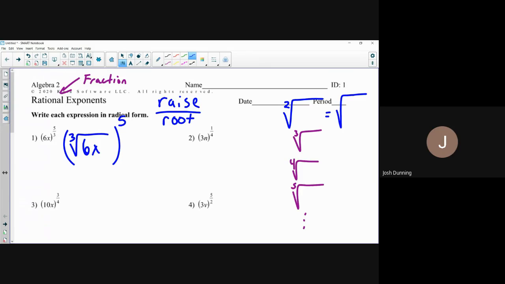Number 2, write it as a radical. Raise over root, well, it's raised to the first power. I can write that down. I don't really have to, but I will just to illustrate here. And then the number on the bottom of the fraction is the root, 4th root. This part is really supposed to be easy. It is this easy.